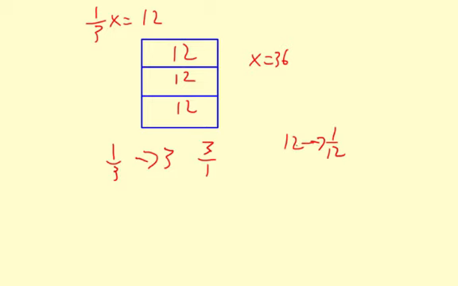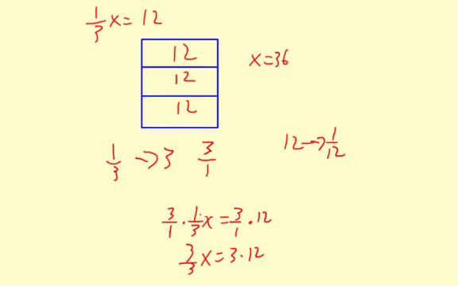Okay, so let's solve this equation using algebra. So I'm going to multiply each side by 3 over 1. So it's going to be 3 over 1 times 1/3 x equals 3 over 1 times 12. So what happens here is this 3 times 1 makes 3, divided by 1 times 3, which is 3, x equals, and 3 over 1 is just 3, so I'm going to put 3 times 12. I could have done 12 over 1 also, either way.